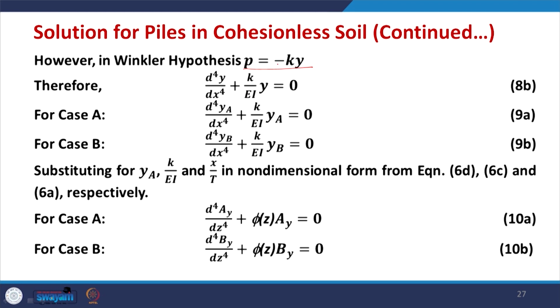Why is the negative sign used? The negative sign simply shows that the soil reaction will act in the direction opposite to the deflection, because the soil reaction will try to oppose the deflection. If deflection is downward, soil reaction will be upward. So, that is why P equal to minus ky is used.